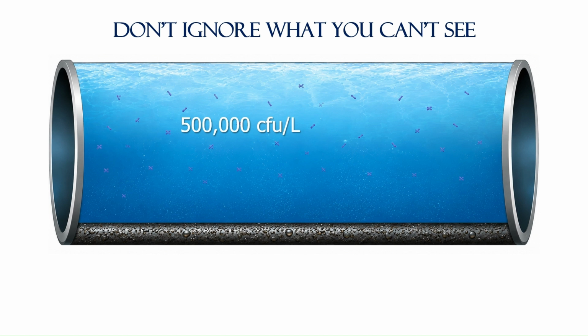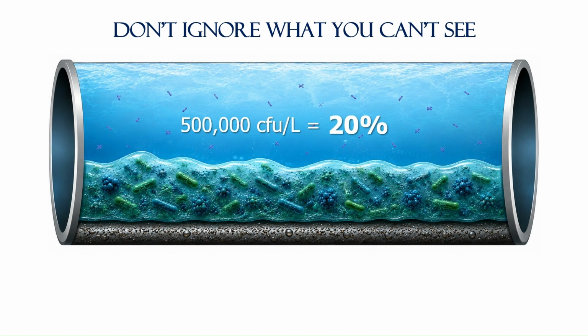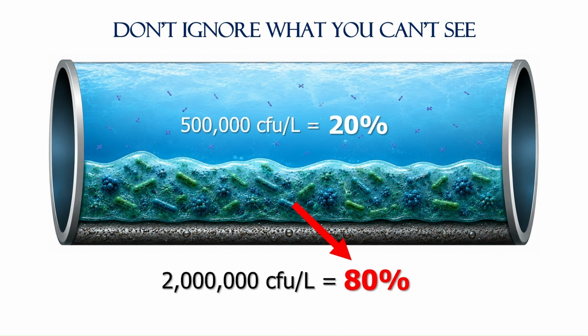The shocking reality is that the bacteria in the water only constitute 20% of the bacteria found in your system. The real threat lies on your surfaces, where 80% of the bacteria are found. In our example, if there are 500,000 colony-forming units in the water, that would mean there are 2 million colony-forming units that remain hidden, ignored, and waiting to contaminate your system.